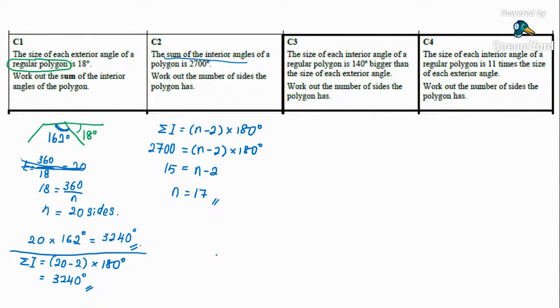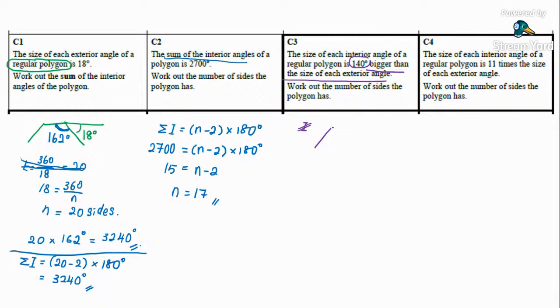Okay, C3. So let's look at C3. The size of each interior angle of a regular polygon is 140 degrees bigger than the size of each exterior angle. So what does that mean? 140 degrees bigger than the size of each exterior angle.